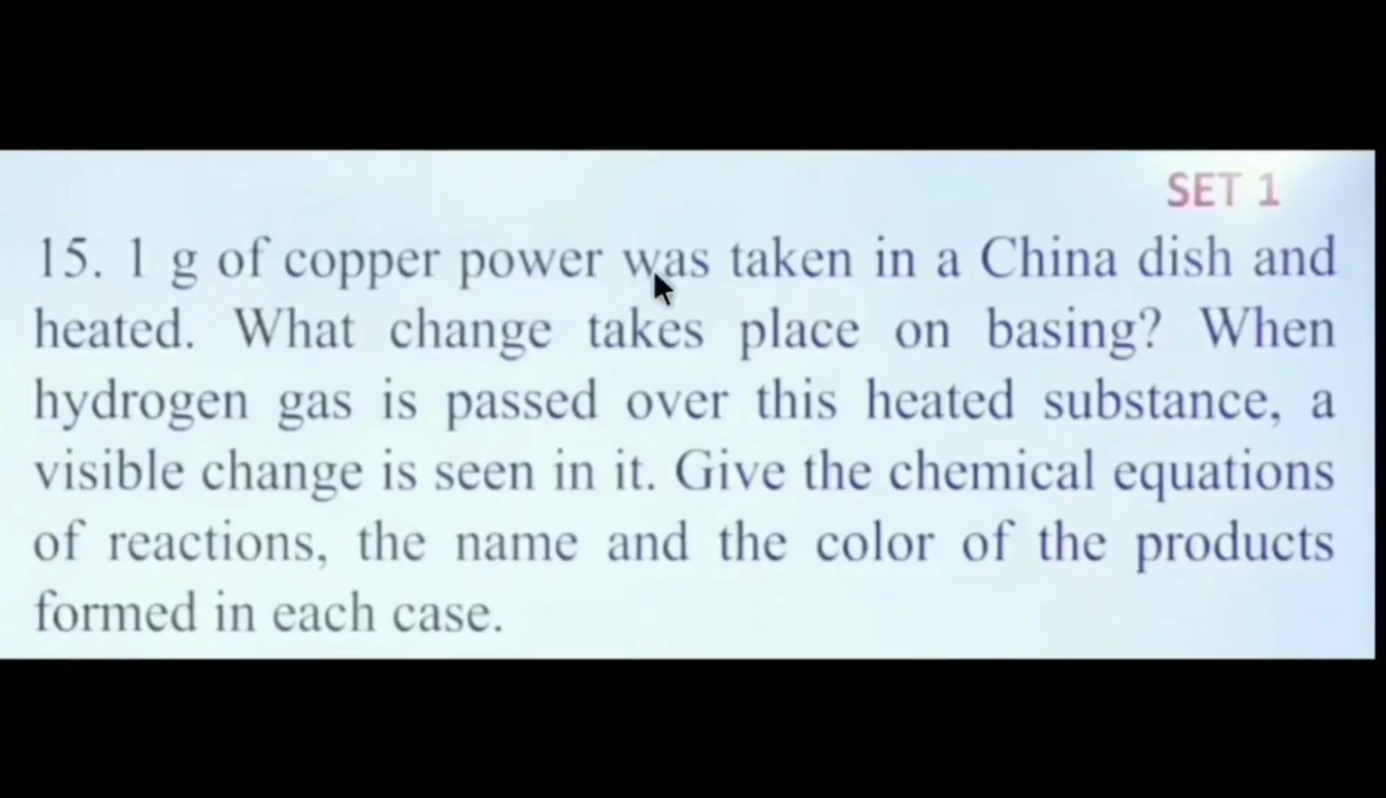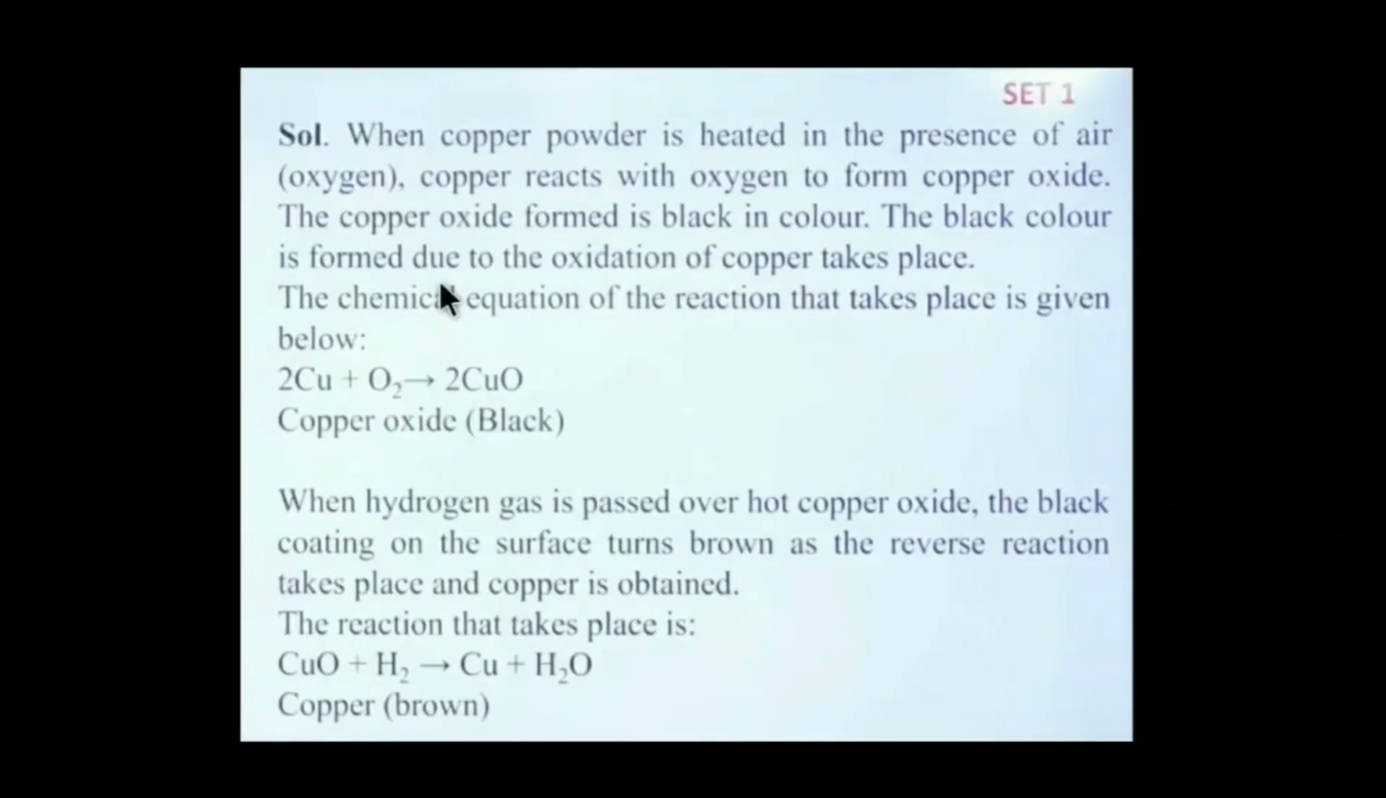1 gram of copper powder was taken in a China dish and heated. What change takes place on heating? When hydrogen gas is passed over these heated substances, a visible change is seen in it. Give the chemical equation of reactions, the name and the color of the products formed in each case.